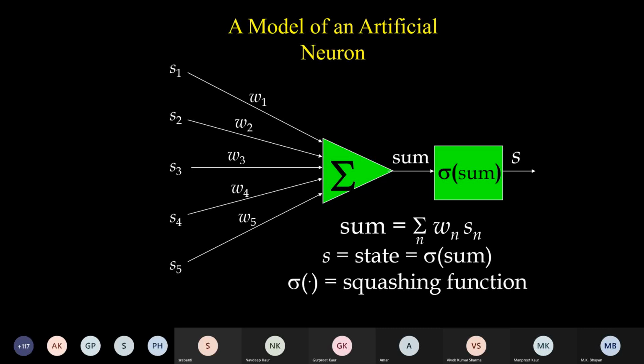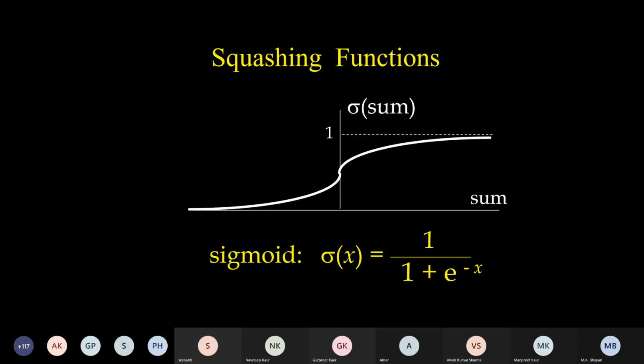If the sum signal is greater than a particular threshold, for this I consider an activation function. That function is called the squashing function. Based on this, if the sum signal is greater than the threshold, then I will get a signal. The signal S is the output. So this is the electrical equivalent of the biological nervous system.